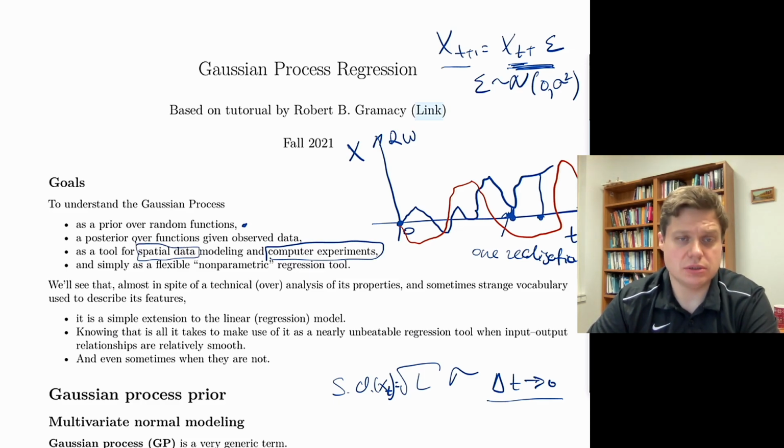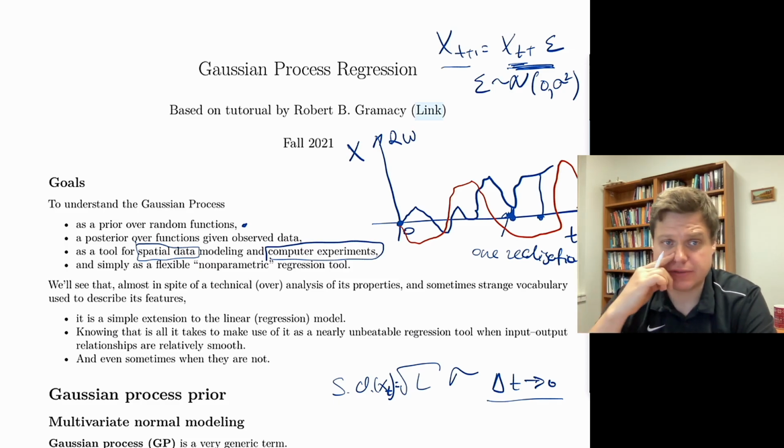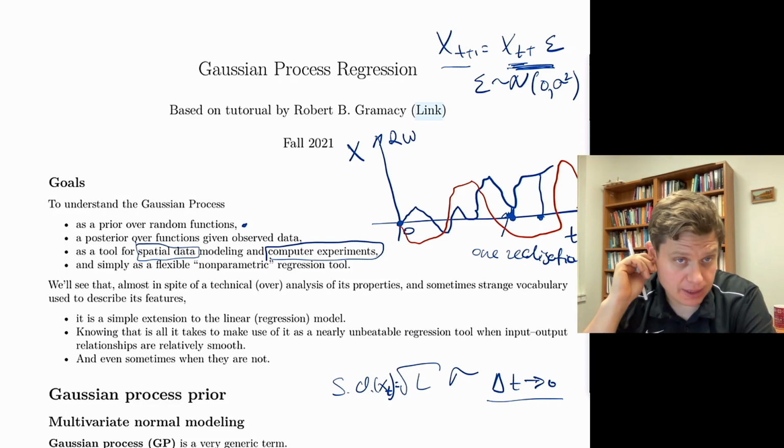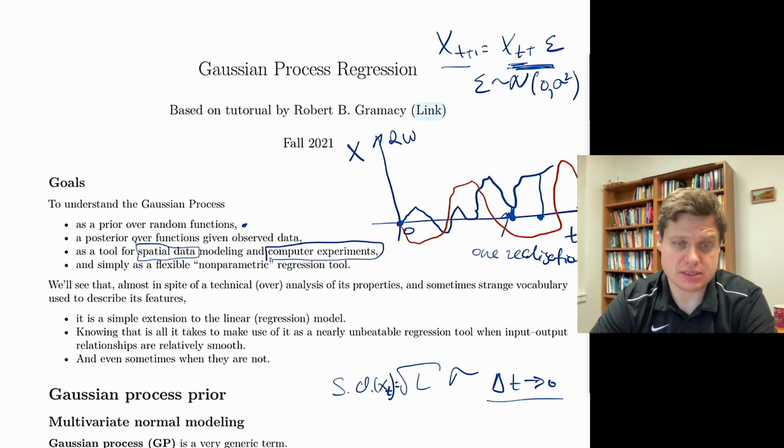Most of the spatial models that involve continuous variables will involve Gaussian process in one way or another. And outside of spatial data, in computational experiments, Gaussian process is used as well. It's closely related to spline interpolations. It's also closely related to kernel techniques.